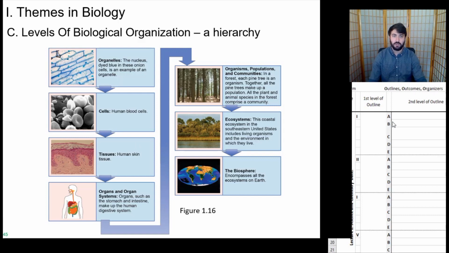Now, of course, there's some question of, right, we understand these different themes, we understand what they are, but how do we learn more about these themes? How do we learn more about evolution, or how emergent properties develop, or how do we learn more about different organisms or communities, right? Well, we use the scientific method.